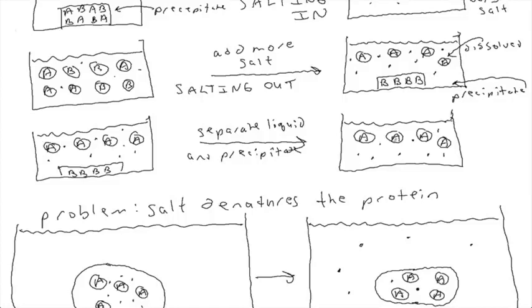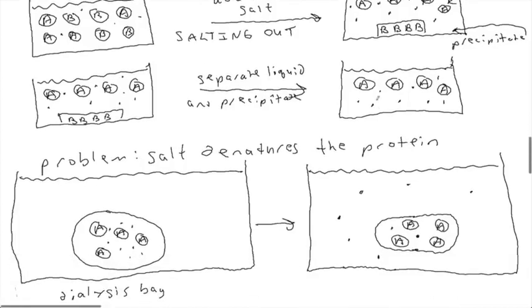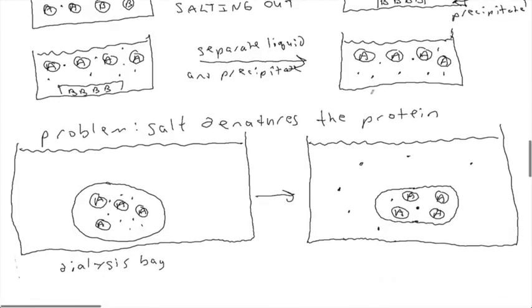We need to get rid of the salt, at least some of it. The salt helped us by precipitating out B, but then we need to get rid of some of the salt so that it doesn't denature the protein, because remember, we want to study the protein probably in its native state. So what's the name of the process that's occurring here?